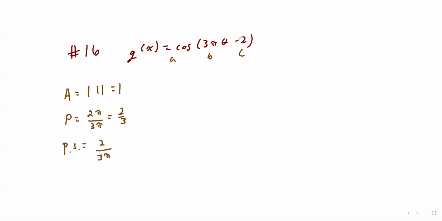But technically, this is a -2. So therefore, that means this shifts right 2/3 pi, or 2 over 3 pi. All right, let's look at a different one. Let's look at number 17.